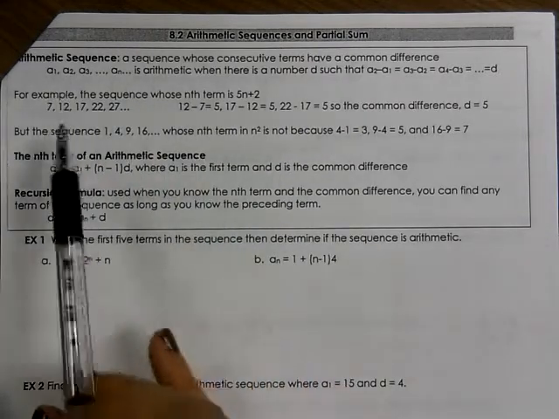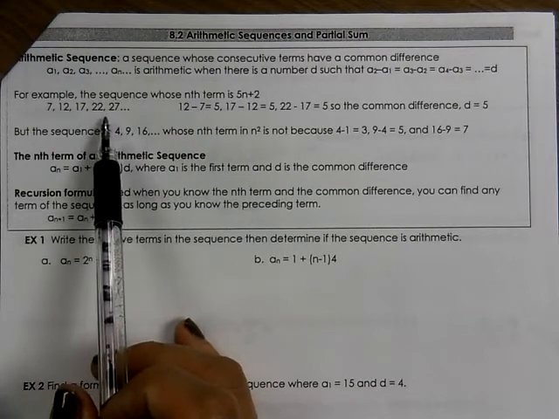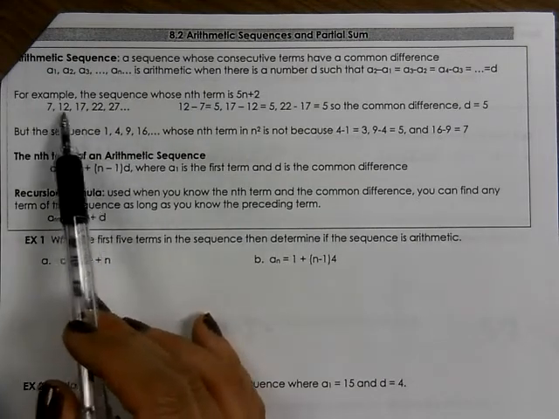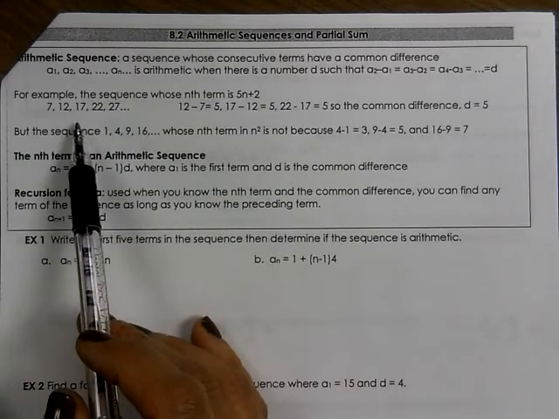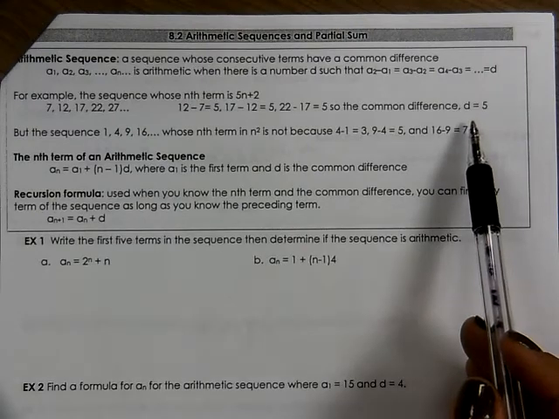If you look at this first sequence listed here, 7, 12, 17, 22, and 27, and you subtract the consecutive terms, so 12 minus 7, 17 minus 12, and so on, you get the same difference each time. You get a difference of 5. So that is the common difference.